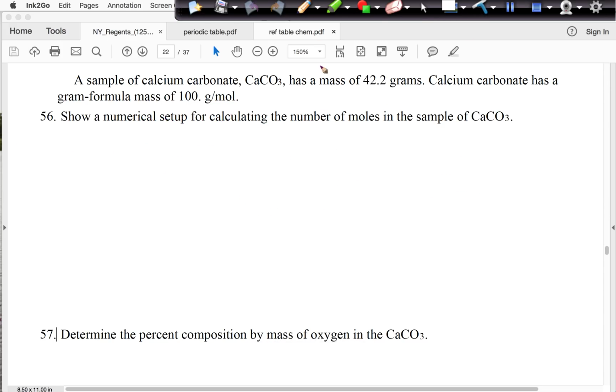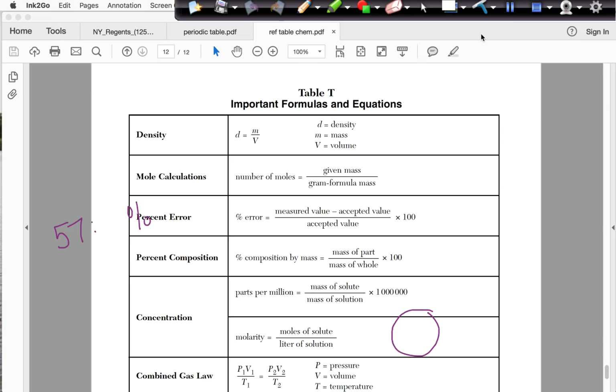Then it says determine the percent composition by mass of oxygen in calcium carbonate. So I'm just going to do that one up here so we can still see this information. So this is going to be for number 57. If we want the percent of oxygen, once again, we need to use a formula on table T. On table T, we have the percent composition formula. And percent composition equals mass of part over mass of the whole times 100.